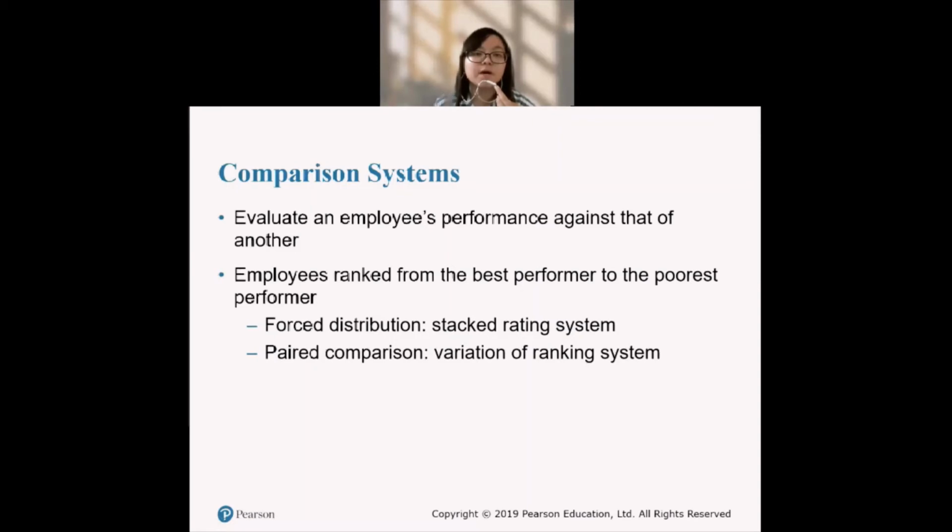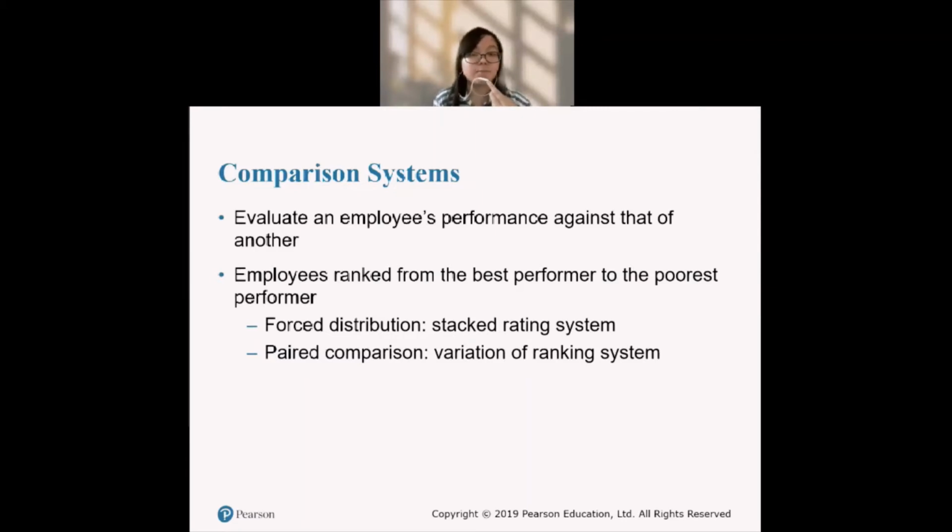Comparison system evaluates one employee's performance against other employees. Employees are ranked from the best performer to the poorest performer. In its simplest form, supervisors rank each employee and establish a performance hierarchy, which means that the employee with the best performance receives the highest ranking. Employees may be ranked on overall performance or on various traits.